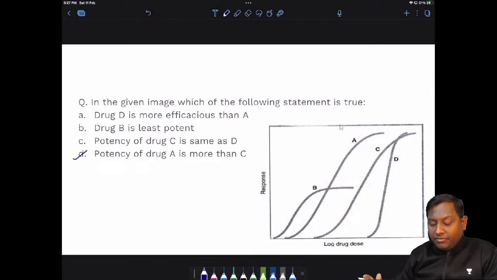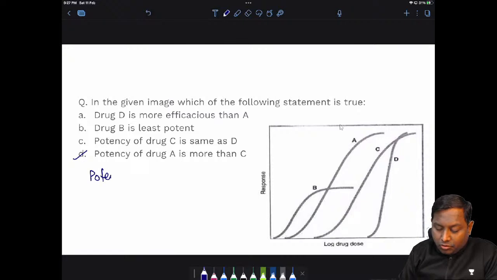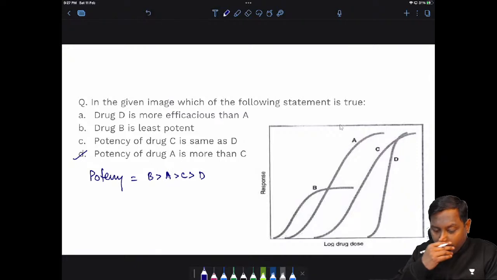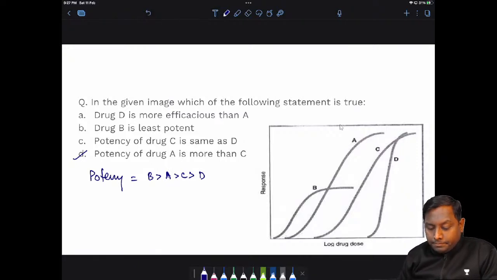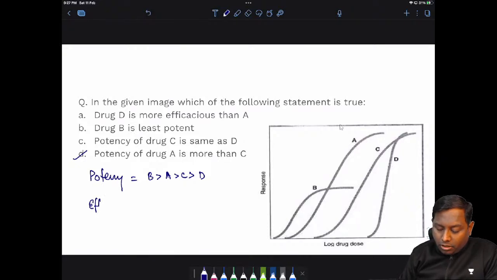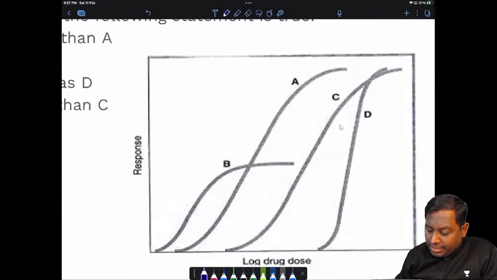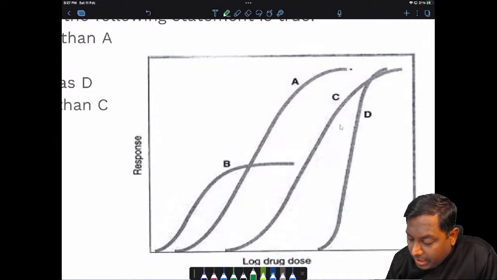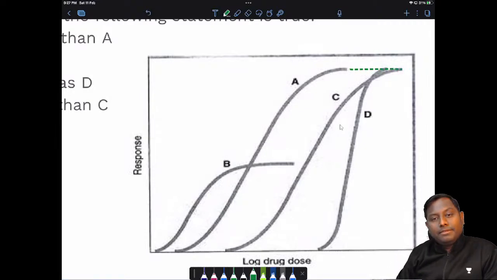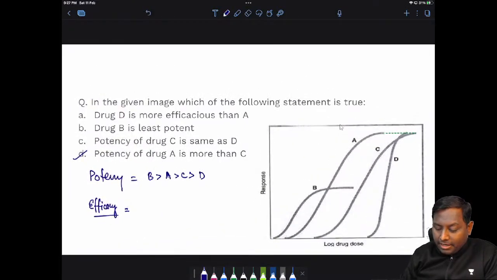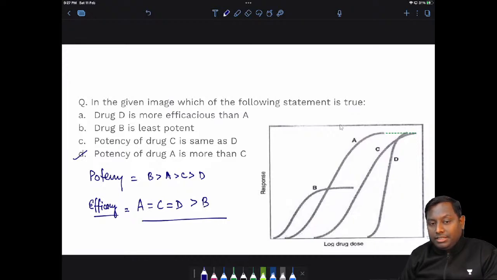So the potency efficacy graph stays the same, the concept will be the same. The order of the potency will be B, A, C, D, because it goes from left to right. Then we will talk about the efficacy. In efficacy, if you pay attention here, A, C and D are in the same line. That means the height of the efficacy is the same. So in efficacy A is equal to C is equal to D, and the smallest height is with B. So B is the least efficacious.